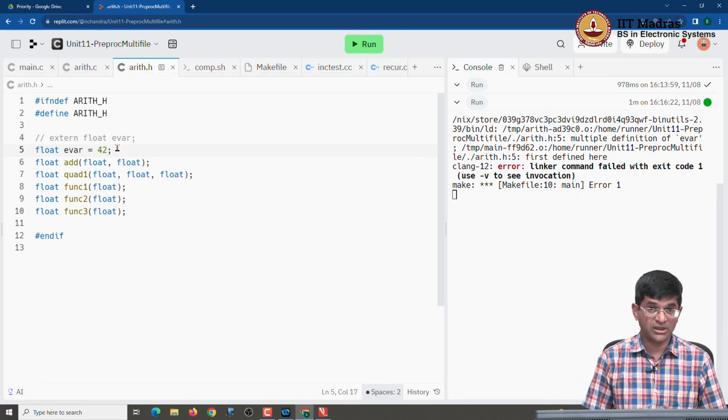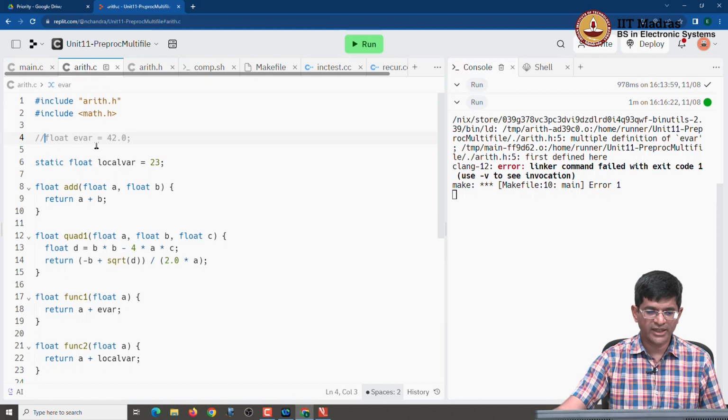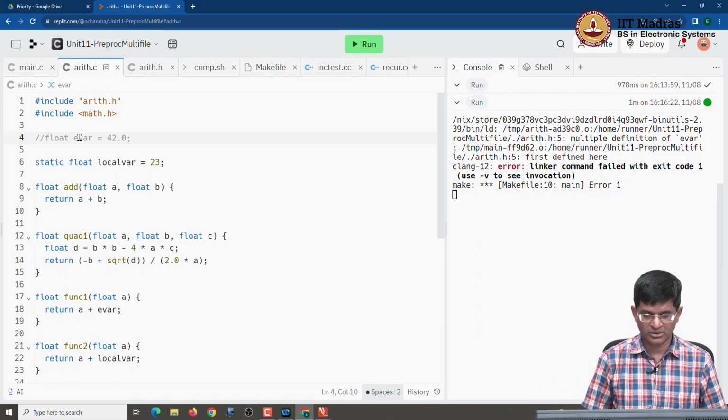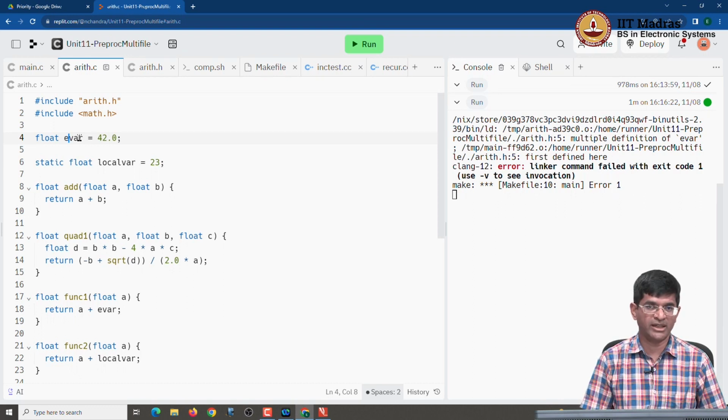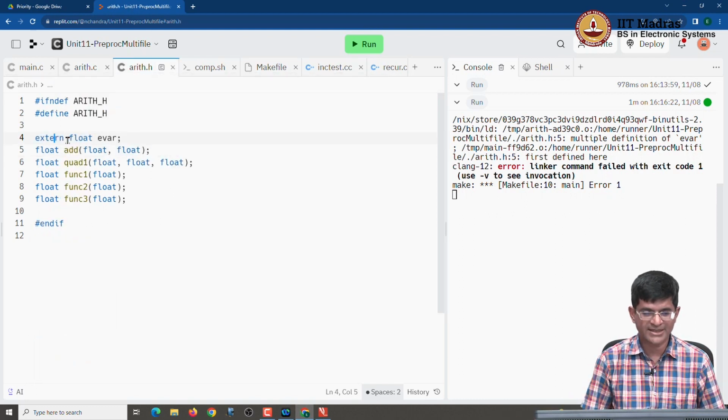Don't directly ever declare a variable inside a header file. That's just going to cause confusion. What you can do is declare the variable inside one of your C source codes. It could be in arith.c, it could also have been in main.c, it doesn't really matter, because what I am going to do after that is that in arith.h I will declare it as an external variable.